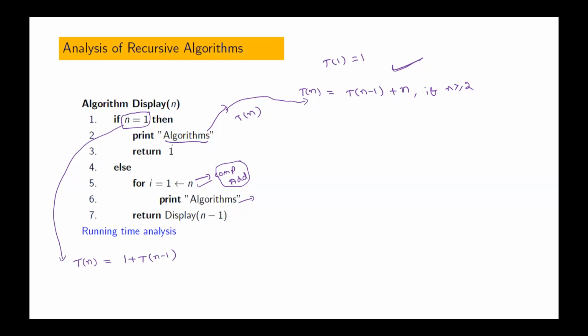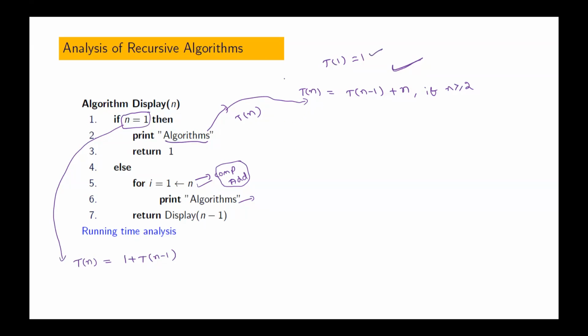If n equal to 1, how many times is the algorithm displayed? One time. Only one time. So T of 1 equals 1.